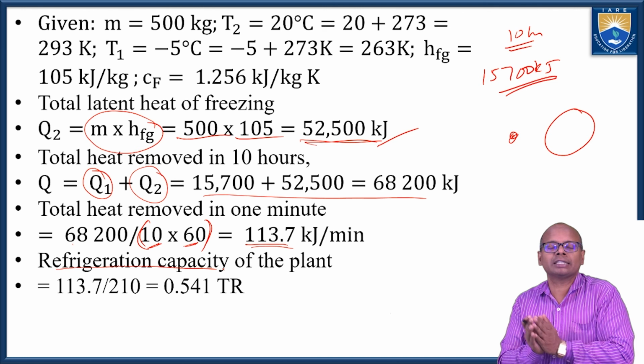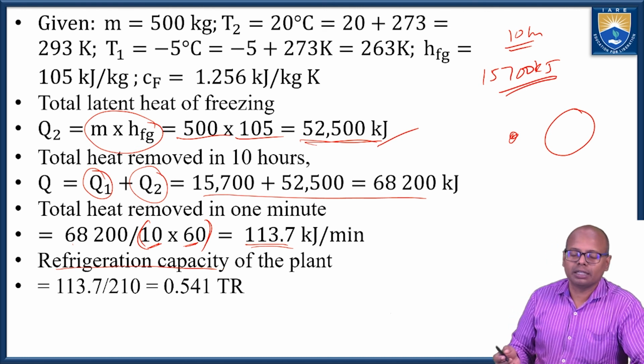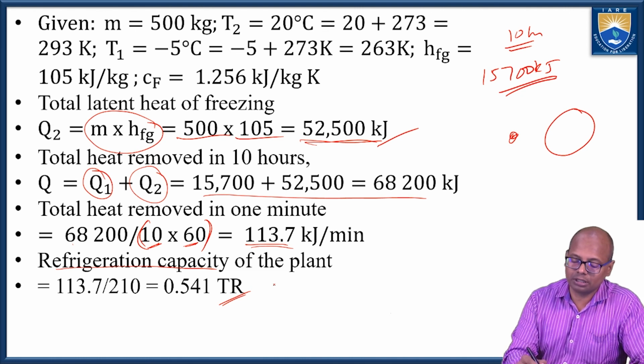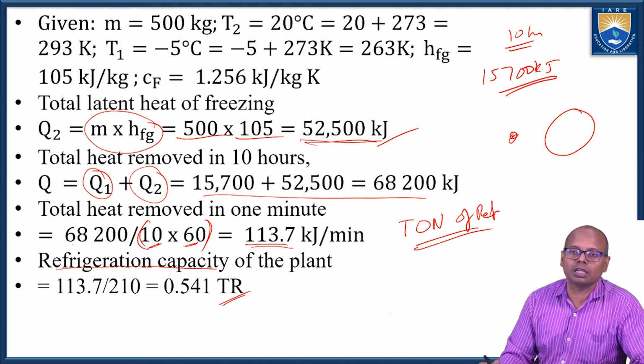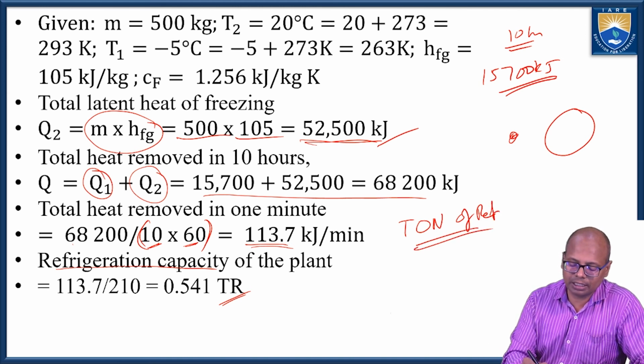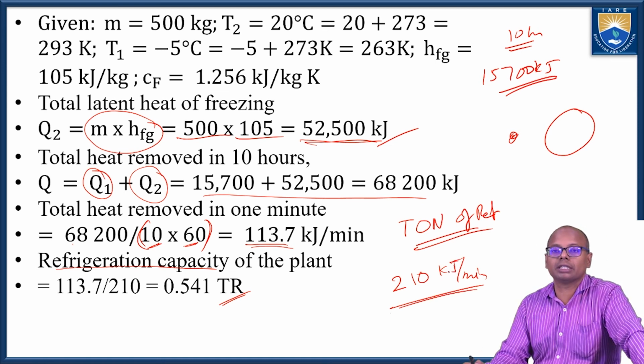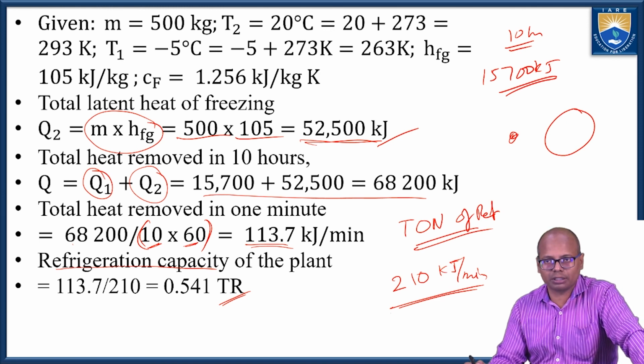Now the refrigeration capacity. The refrigeration capacity is defined in terms of tons of refrigeration. So what is this ton of refrigeration? It is given as 210 kilojoule per minute. So 210 kilojoule per minute is the ton of refrigeration value.